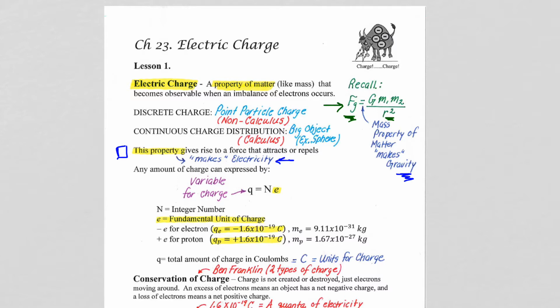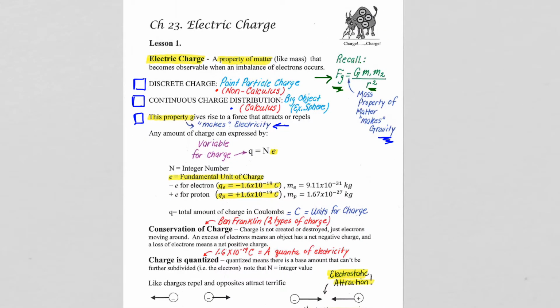Now, we have two types of problems that we're going to be solving. The one type is the discrete charge, the point particle charge. So just like we had point particle problems in mechanics, we have point particle charge problems in electricity and magnetism, and those will be our non-calculus based problems. And just like in mechanics, we had continuous mass distribution problems where we used calculus to find the center of mass of objects, we're going to have continuous charge distribution problems where we're going to use calculus to find the center point for the charge value.